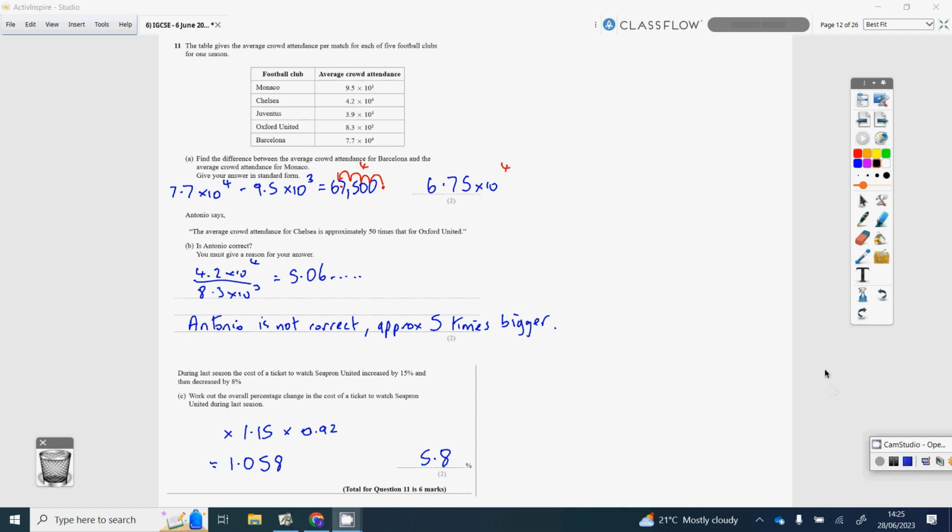Part C. We start off with a 15% increase. So that's going to be a multiplier of 1.15. But we then have a decrease by 8%. So it's coming down 8% from 100%. 100% take away 8% is 92%. So that's going to be a multiplier of 0.92. Now get your calculator out and multiply both of these together. And we get a net multiplier of 1.058. So the actual percentage increase is 5.8%.